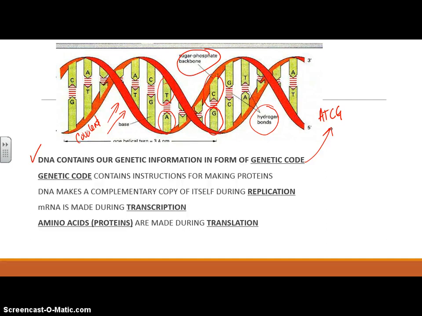The genetic code contains instructions for making proteins, but the problem is that DNA and proteins don't speak the same language. So they can't talk to each other. So DNA has the instructions, and proteins are what we need to express our genes, but they can't communicate because they don't speak the same language. So remember, we have to use an interpreter called RNA, because RNA can talk to DNA and it can talk to protein. So it interprets both languages. It's a translator.